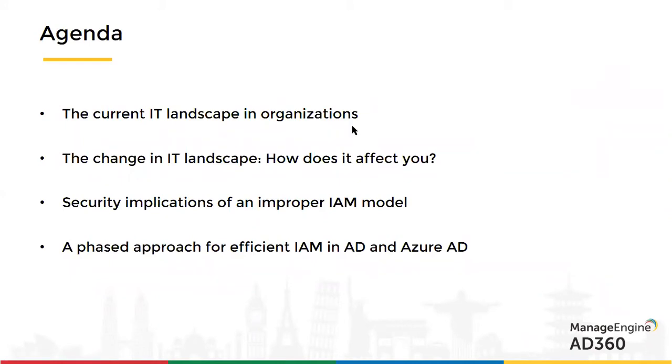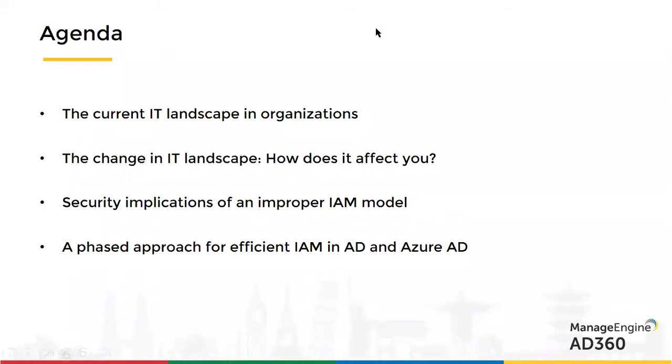We will take a look at the current IT landscape in organizations. So like I said, organizations are adopting public cloud services alongside traditional on-premises infrastructures. Let's see which cloud service is being widely adopted, and how this change in the IT landscape affects administrators, an organization in general, and even the end users. We will see the security implications of an improper identity and access management model for your hybrid AD environment. And last but not the least, we will use ManageEngine AD360 for a simple three-step approach for efficient identity and access management, right?